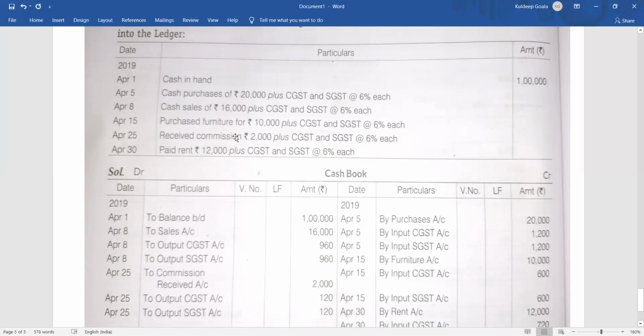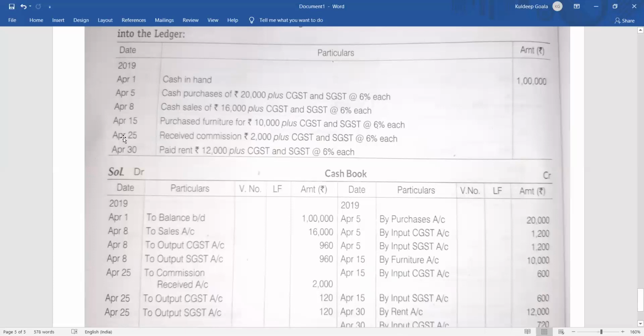Clear? Then after that we have CGST and SGST of 6%. So 6% of 10,000 will be how much? 600 rupees, right? 6% of 10,000 is 600 rupees. So it will be by input CGST 600, by input SGST 600. You can see here by input CGST 600, by input SGST 600. Both will be on April 15. Every time the date will be the same at the time of purchase or sale, whatever it is, right?